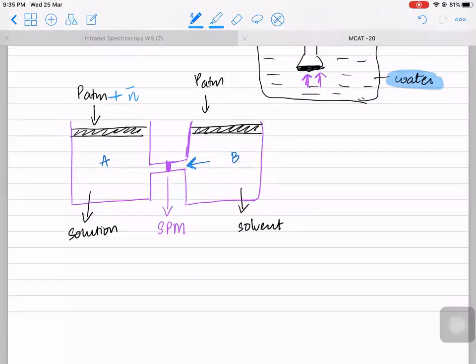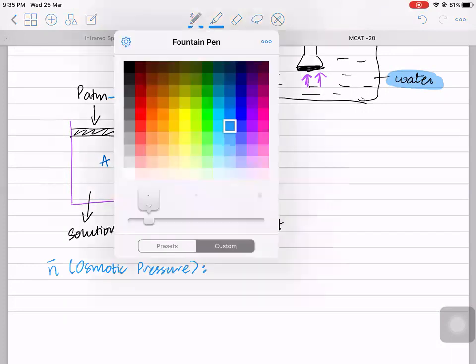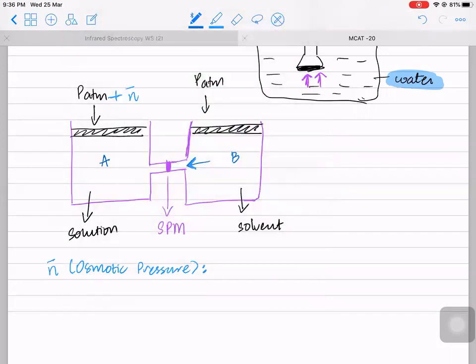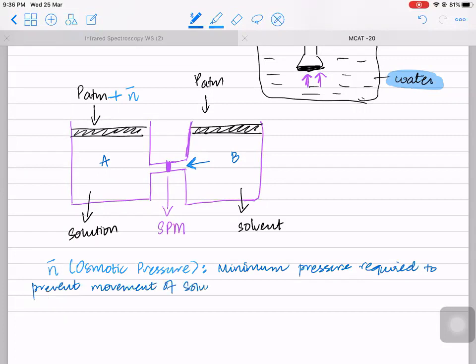And what is this pressure? This pi that I've written right here is what we call osmotic pressure. And what is osmotic pressure? It is basically the minimum pressure that you require to prevent osmosis from happening. So this is the minimum pressure that is required to prevent movement of solvent from an area of low concentration of solution to high concentration of solution.